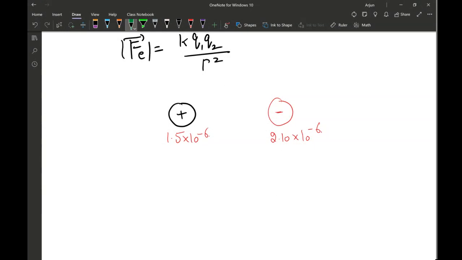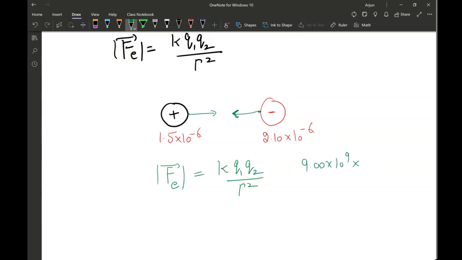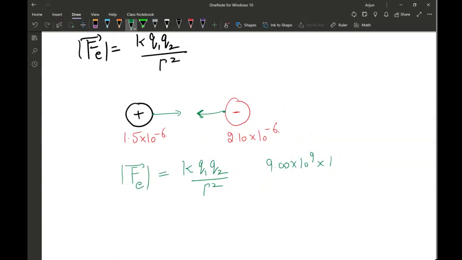If we talk about the direction, we can simply say that this is an attractive force between these two, towards each other. The magnitude of force will be calculated by using the formula Fe, which is equal to k Q1 Q2 divided by r square, and k value is 9.00 times 10 raised to the power 9 multiplied by Q1, which is 1.5 times 10 raised to the power negative 6, multiplied by 2.10 times 10 raised to the power negative 6, divided by r square.